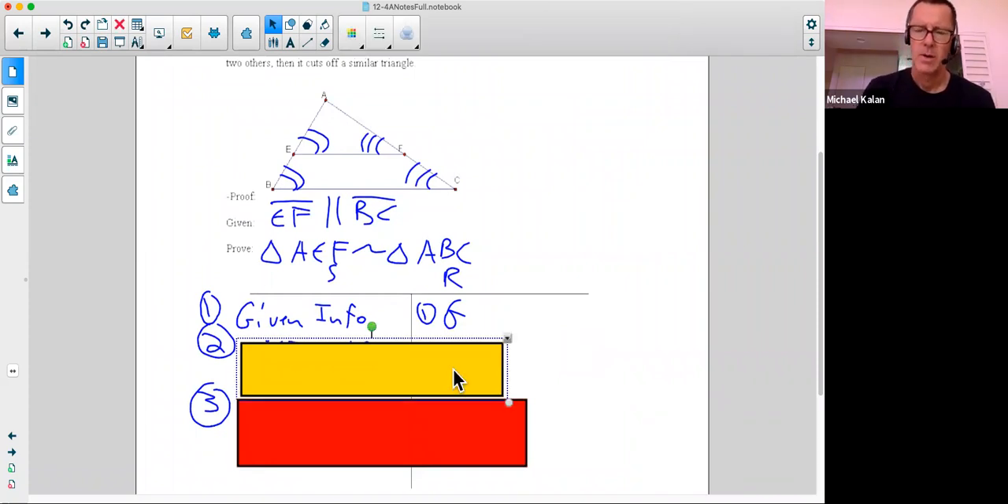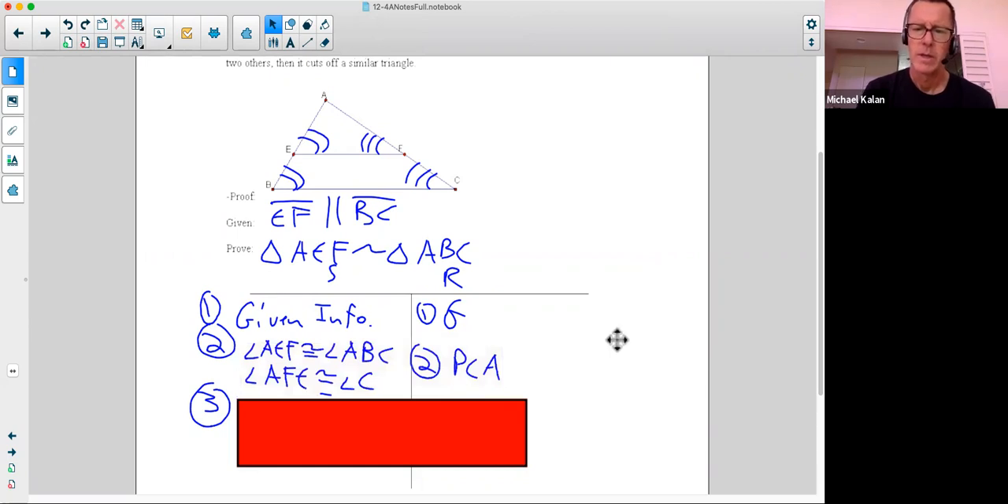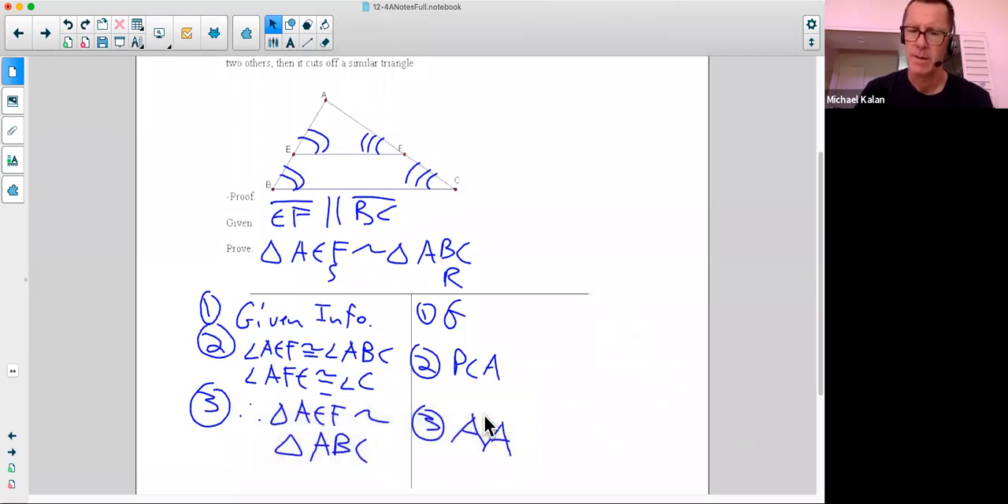All right, so we could say that angle AEF and angle ABC are congruent and that angle AFE and angle C are congruent by PCA. And then what does that mean? Does that mean we have AA? Simple as that.